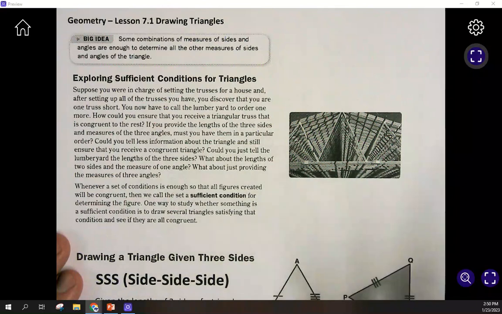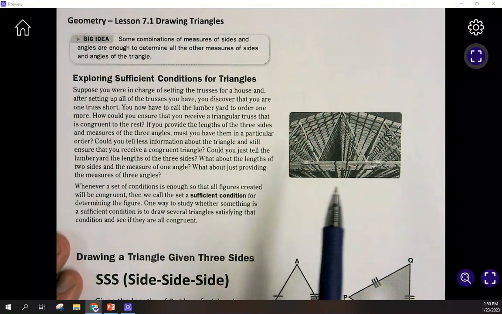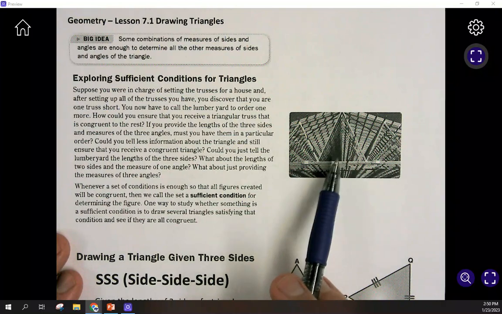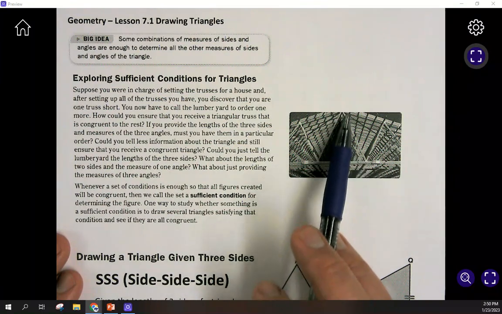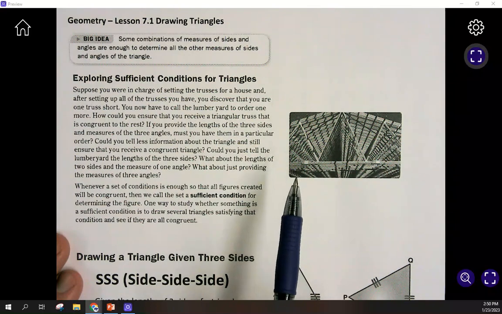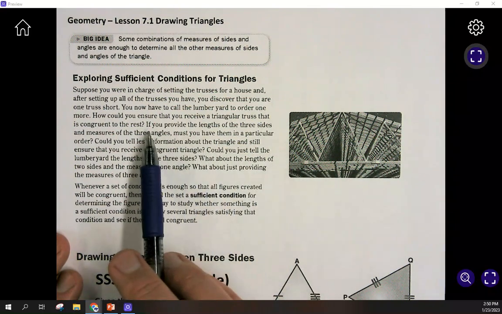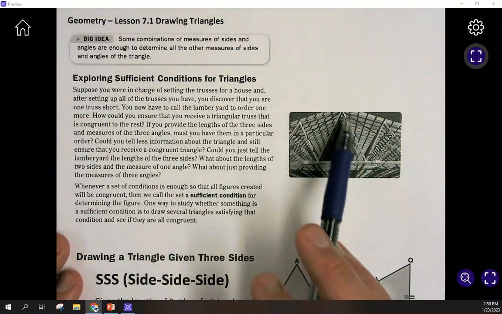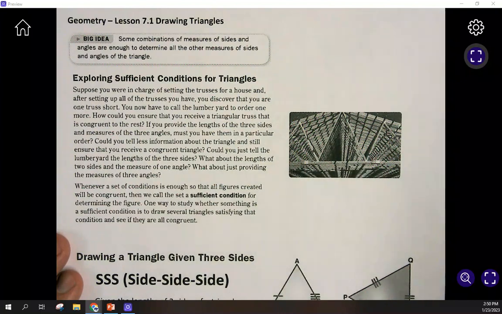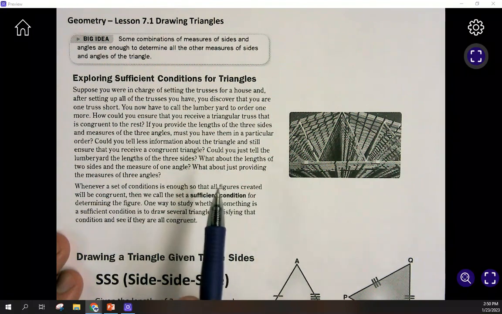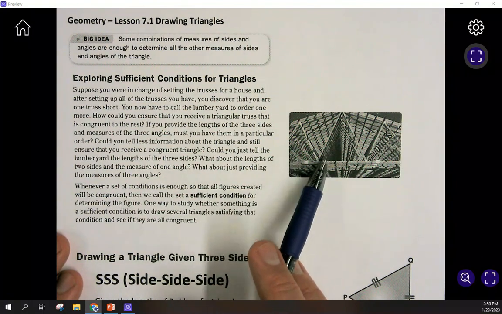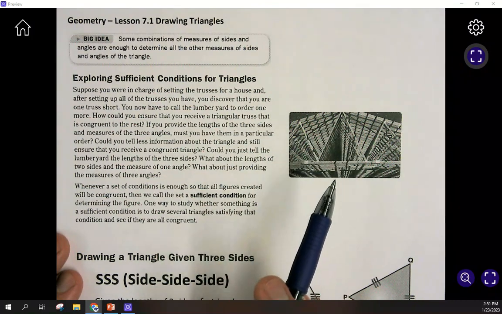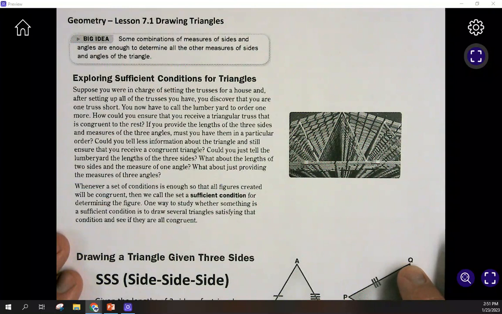So you have to call the lumber yard and you need to order one more. What information would you have to give to the supplier, to the lumber yard, to ensure that the truss you get matches all of the ones that you have? If you provide the lengths of the three sides and the measures of the three angles, would you get the same one if that's all you gave him? You said, here are my three angles and here are my three side lengths. Is that enough information that you're going to get the identical triangle? Or would you have to say potentially which angles are between which sides? So we're going to explore how much information and what information is necessary.